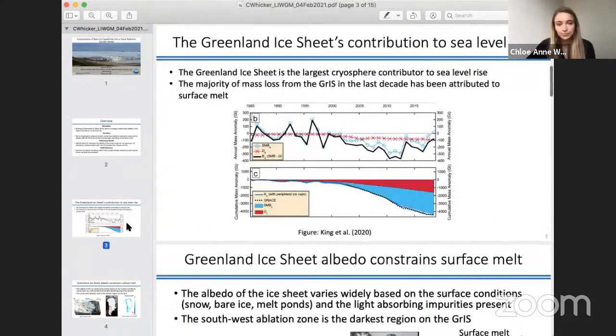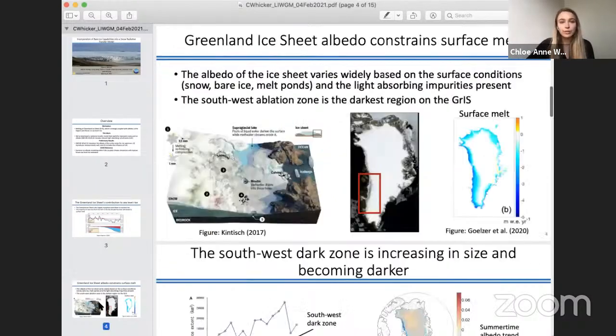to the CESM community. So first off, the Greenland ice sheet is currently the largest contributor to sea level rise. And in the last approximate decade, the majority of mass loss from the Greenland ice sheet can be attributed to surface melt, as we can see here. So the surface melt is largely constrained by the albedo of the ice sheet surface. The albedo changes based on the surface conditions. For example, if there's snow, we have a high albedo, bare ice has a lower albedo, and then we get even lower albedos when we have light absorbing constituents such as dust, black carbon, or darkly pigmented surface algae.